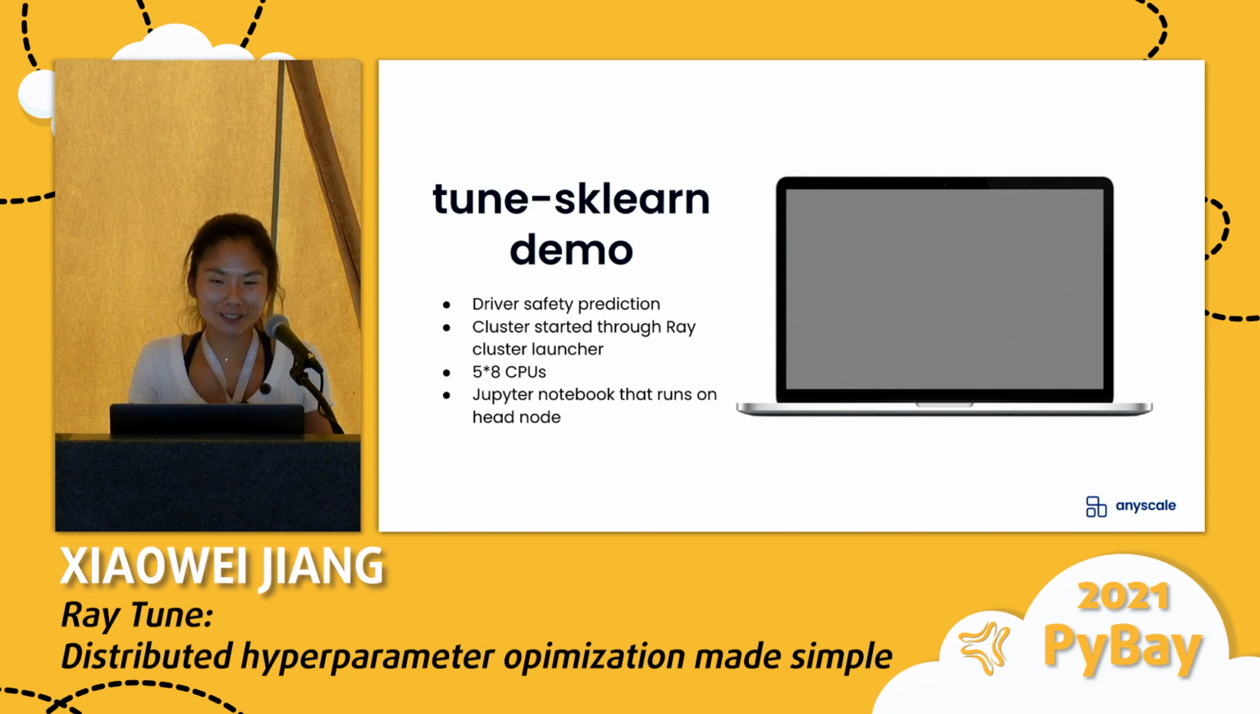Okay, so lastly, I want to quickly showcase a demo that further illustrates our concept of this drop-in replacement. This is a driver safety prediction problem, and the data set is adapted from a Kaggle problem. Before the demo, I already started a cluster through the Ray cluster launcher. Altogether, I have 5 nodes, and each node has 8 CPUs. For simplicity, I use a Jupyter Notebook that runs on the head node.